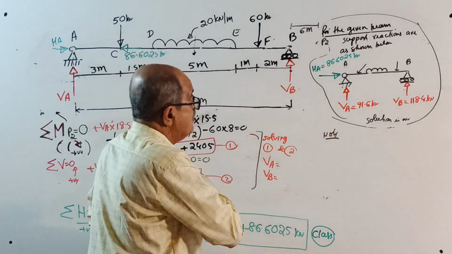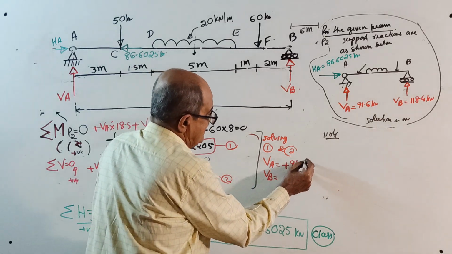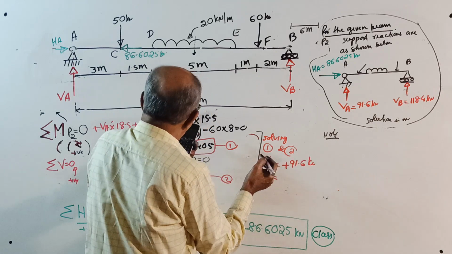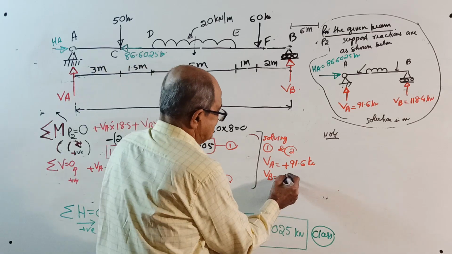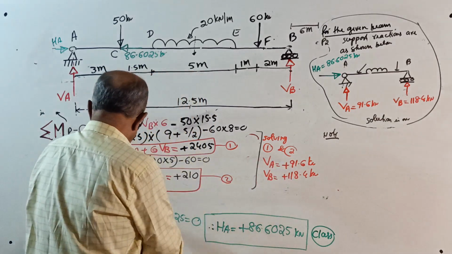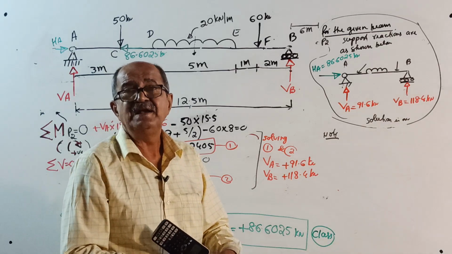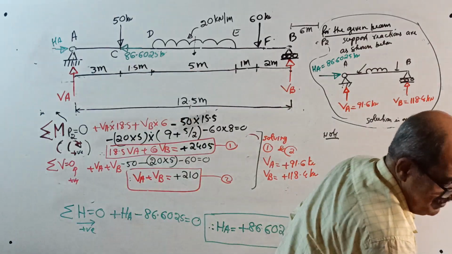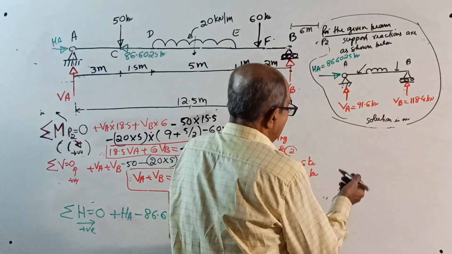VA will come, how much? Plus 91.6 kilonewton. And VB will come plus 118.4 kilonewton. Sigma H 0, you get HA. Now also answer tally.